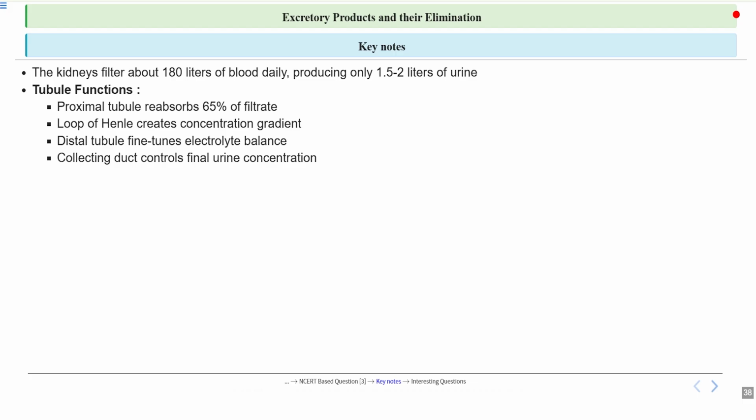Then the collecting duct, we talked about collecting duct. It determines the final concentration of urine. Depending on body needs, it can reabsorb more or less water, much like adjusting the final settings before a product leaves the factory. We also looked at the concentration mechanism.